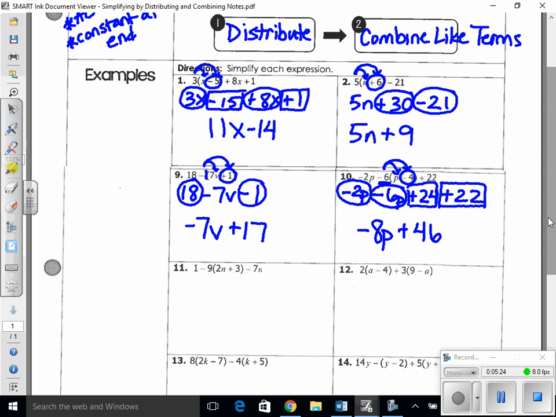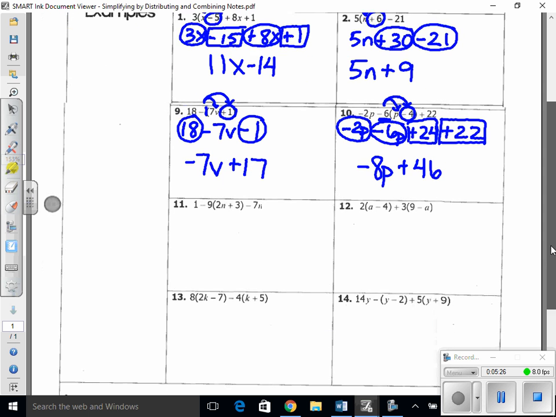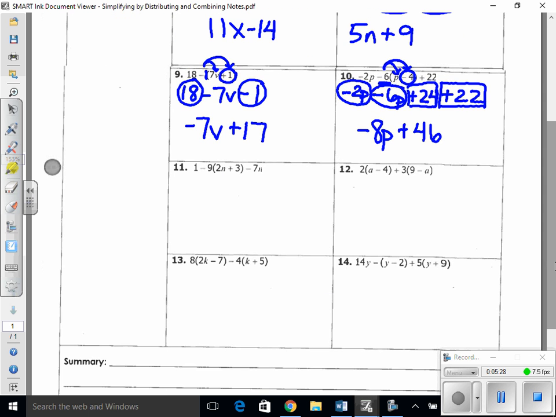All right, going to the next one, number 11. Again, if you ignore the 1, just bring it down because the 1 is not what's being distributed. You can see that what you're distributing is that negative 9 right there. That's what's in front of the parentheses. So negative 9 times 2n is going to be negative 18n. Don't forget your variables. And then this is a positive 3, so negative 9 times positive 3 is negative 27. Bring down the minus 7n that you haven't used yet.